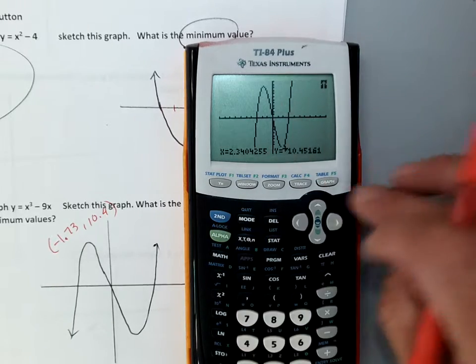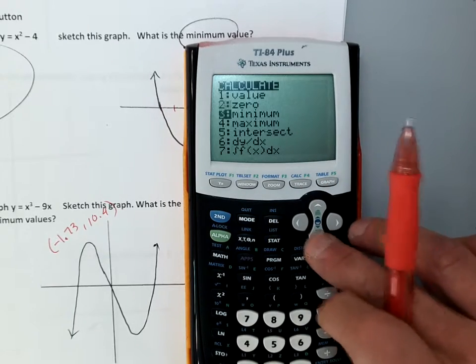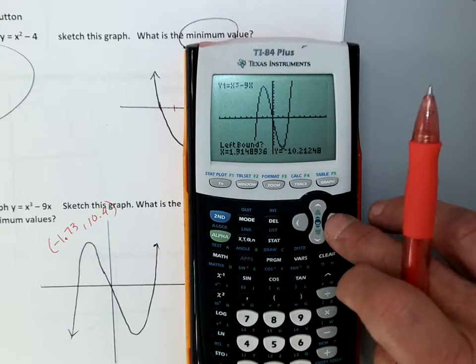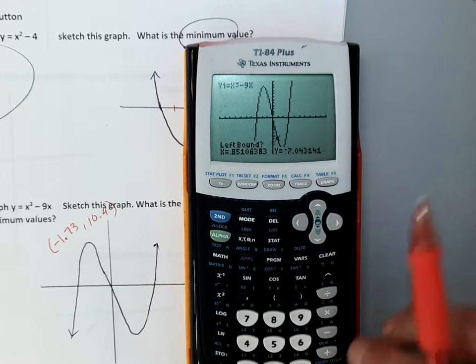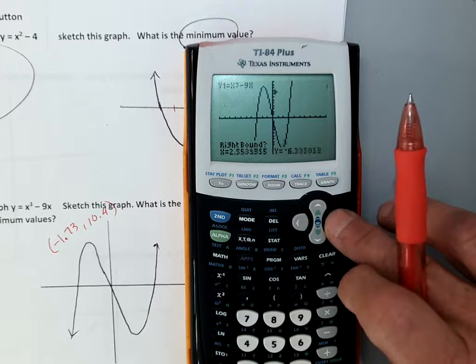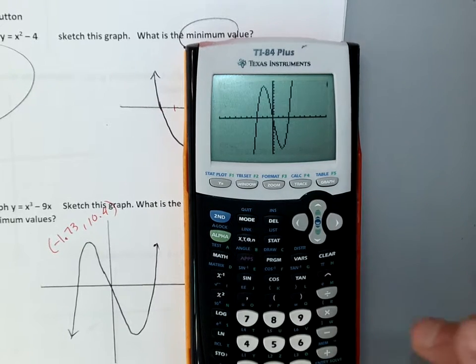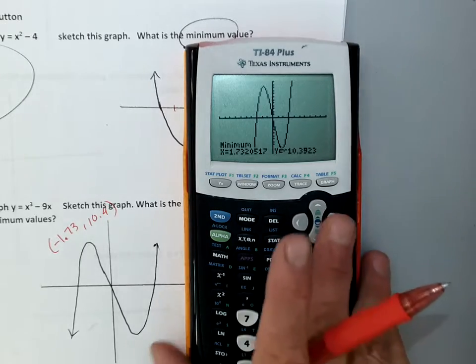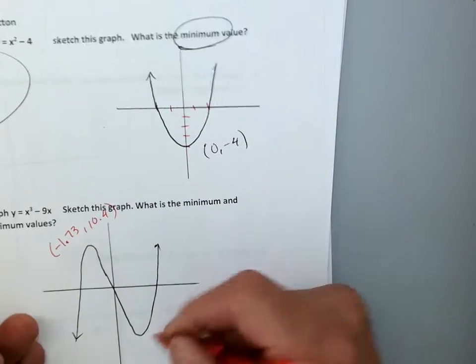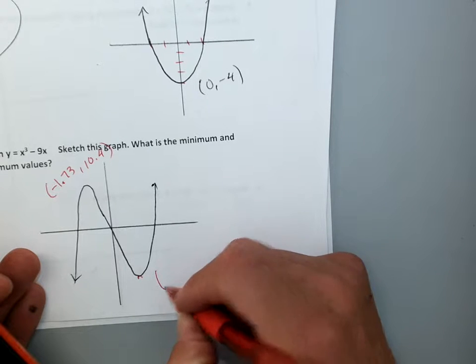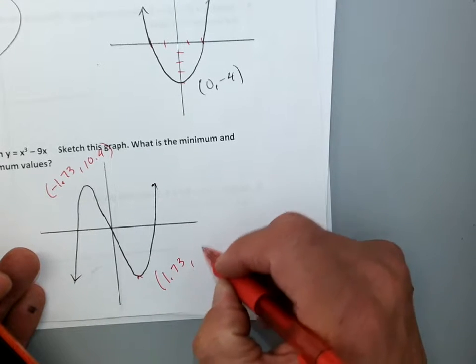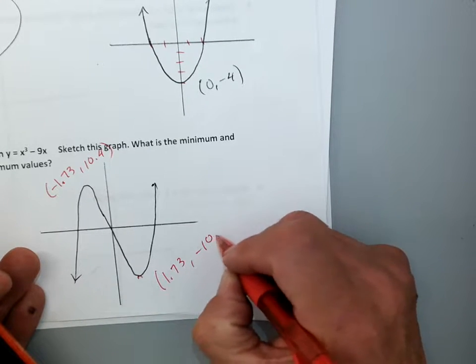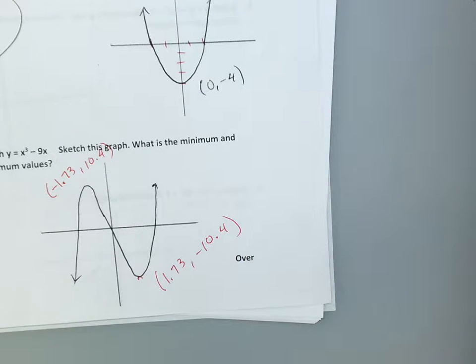Let's do it again. Second, calculate. I don't want to guess. Minimum. Left bound. Enter. Right bound. Enter. Enter. Just hit enter again. Anywhere, as long as you're on the right, then the left. When it says guess, just push enter. I want you to guess, but we don't need to guess. So my minimum's at 1.73, comma, negative 10.4. Okay, there's my minimum.